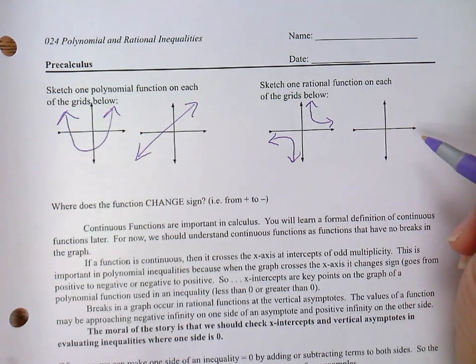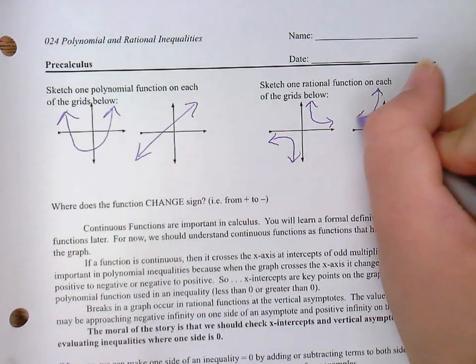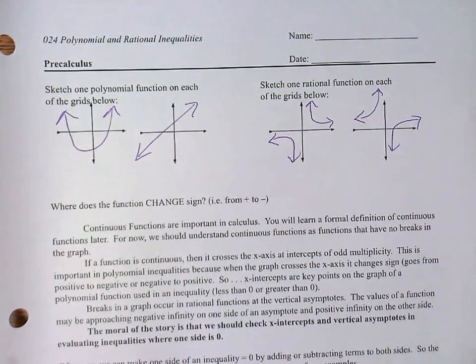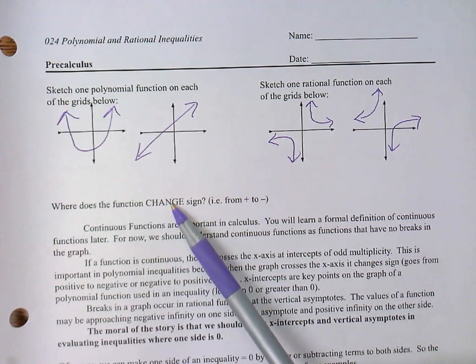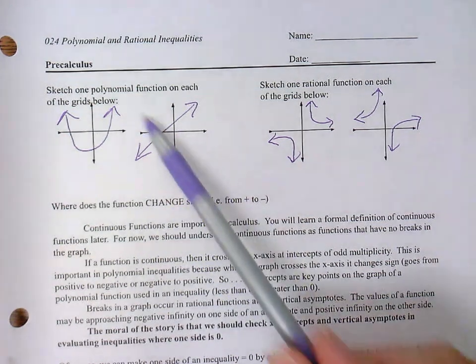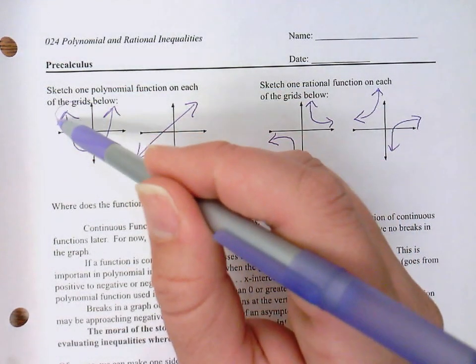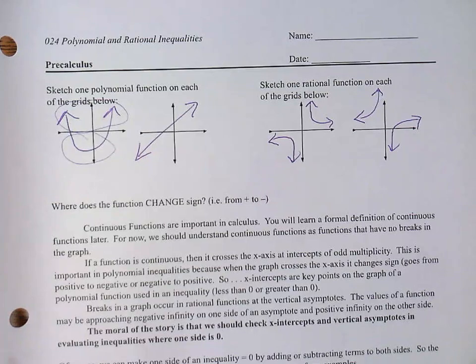How about just a different rational function that might go through the x-axis, something like that, right? So polynomial functions, rational functions, we kind of know what they look like. Where do each of those functions change sign? So where do they change from positives to negatives? So these are all positive y values. These are all negative y values. Where did the graph change sign?